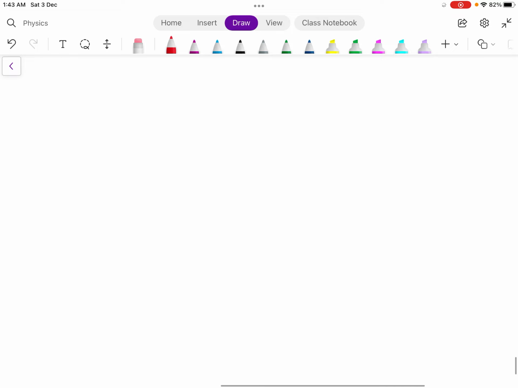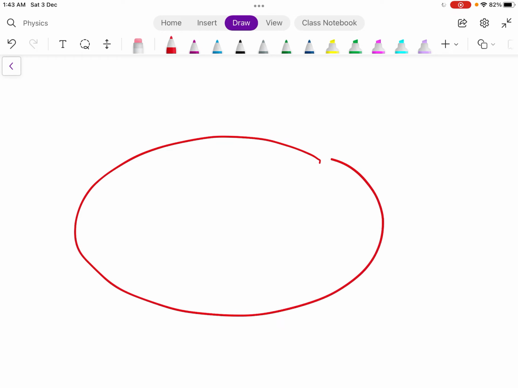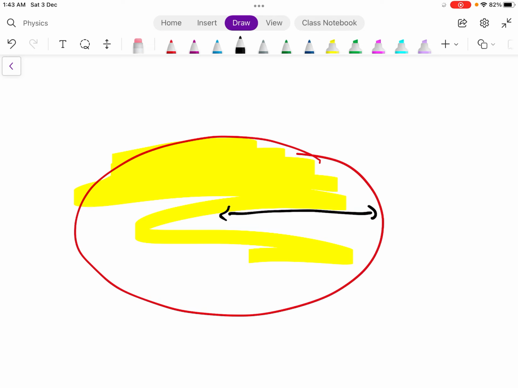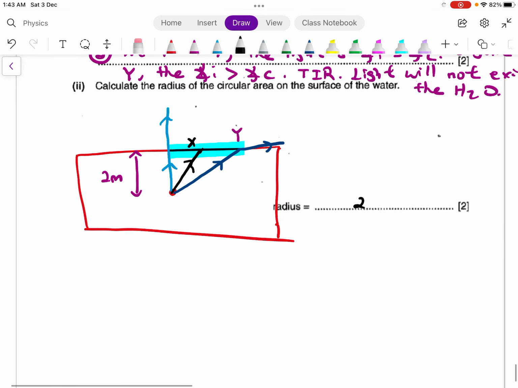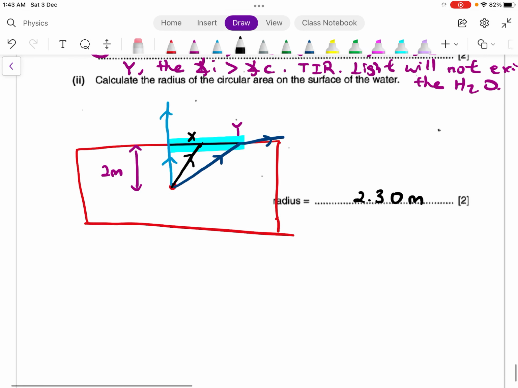So if I draw the full window right here, if you look above the water, this is the window. Beyond this circular area, there's no light emitting out. So the only light that you can see is within this circular area. So this radius will be 2.30 meters. That's how we solve this question. So this is 2.30 meters. Okay, so that's about it for this chapter.